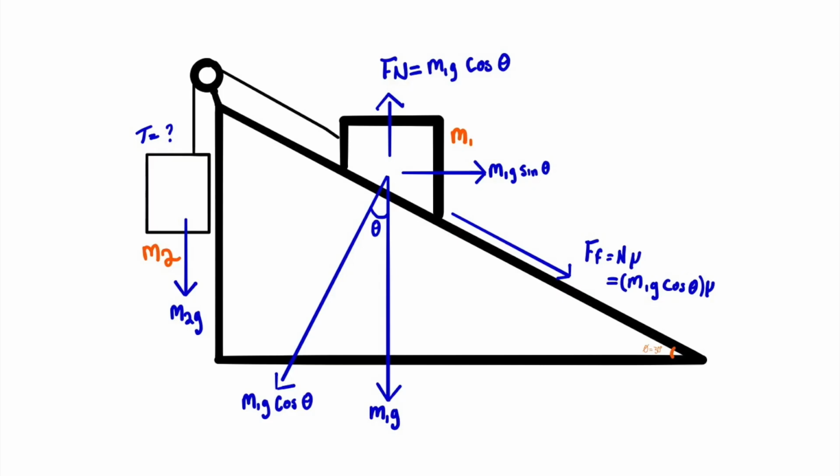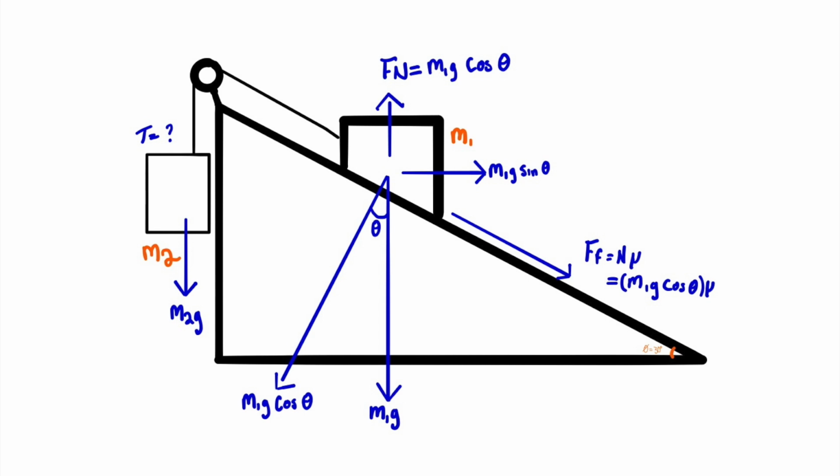The forces acting on this system are gravity acting on the two boxes, shown in this diagram as M1G and M2G. Since M1 is resting on the incline, there are two additional components acting on this box, which are M1G cosine of theta, which is perpendicular to the incline, and M1G sine of theta, which is parallel to the incline. These two components then replace M1G, which is no longer needed.